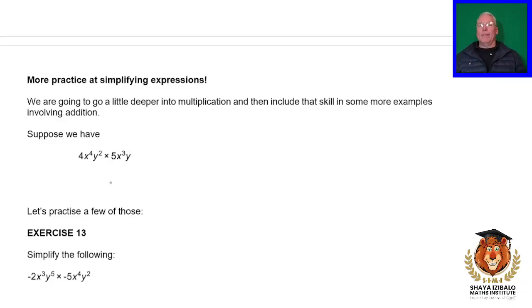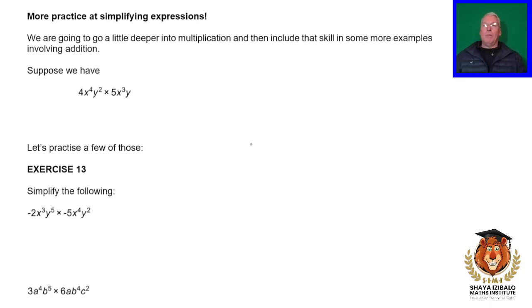Okay, so notice there's more practice now. But now we're going to do a little bit more with multiplication, and we're going to remind ourselves about exponents. If we think about this, we're multiplying these things. We can multiply them in any order. So what we're going to do here, we're going to rewrite this.